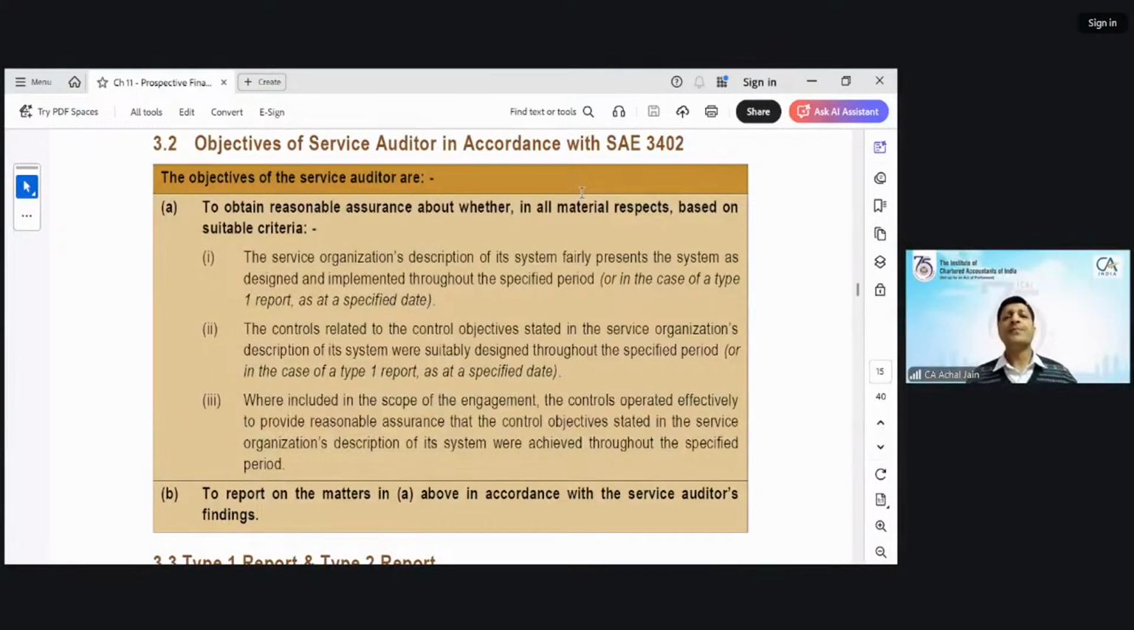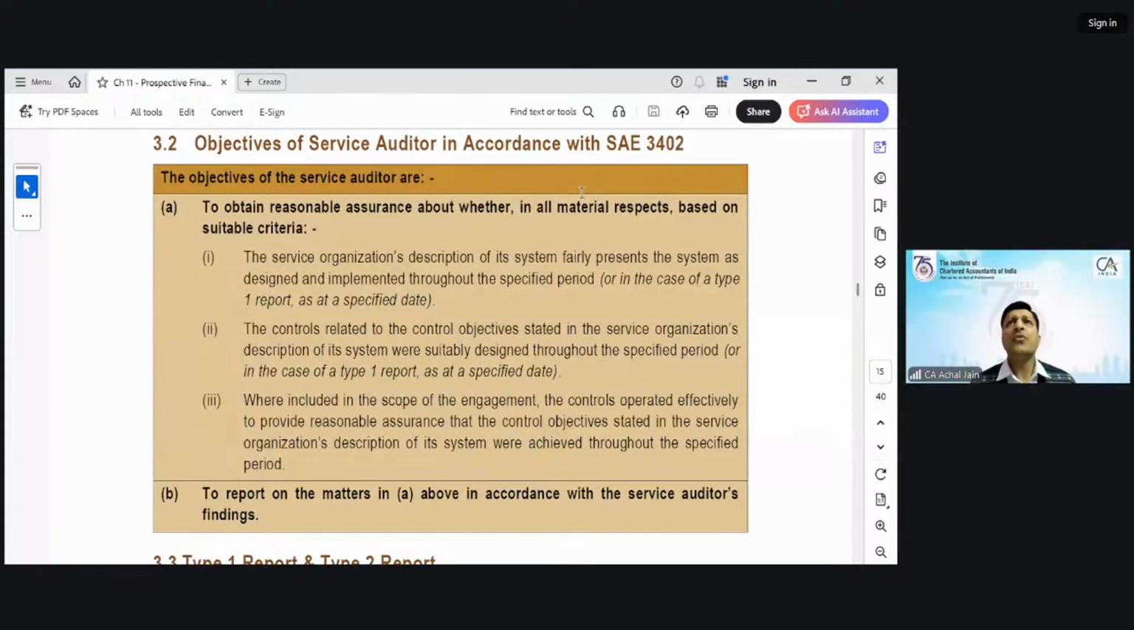Now, what are the objectives? Of course, to obtain reasonable assurance about what? About whether the service organization's description of its system fairly presents the system as designed and implemented throughout the specified period. Whether the controls related to the control objectives stated in the service organization's description of its system were suitably designed throughout the specified period, which is generally a financial year. And, where included in the scope of the engagement, whether the controls operated effectively to provide reasonable assurance that the control objectives stated in the service organization's description of its system were achieved throughout the period.